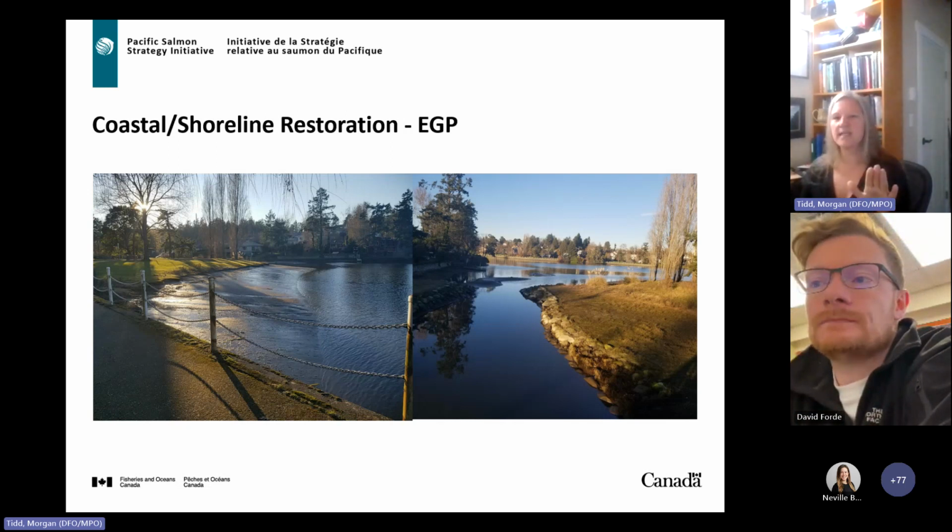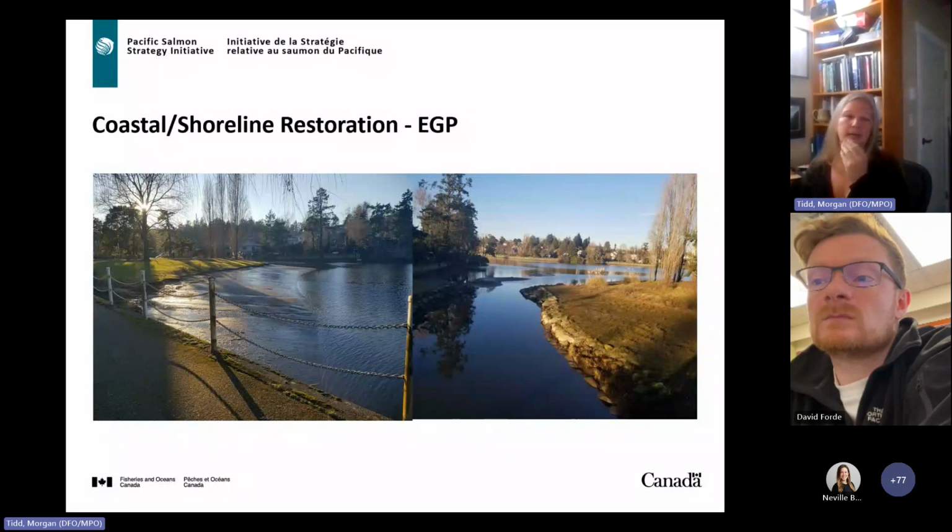And when it was daylighted in 2006, it was armored fairly heavily on its banks, which is obviously not very natural, and really disconnected with the riparian. Previous attempts at riparian planting have not been very successful, so the intent is to restore the shoreline for forage fish and rearing habitat for juvenile salmon.